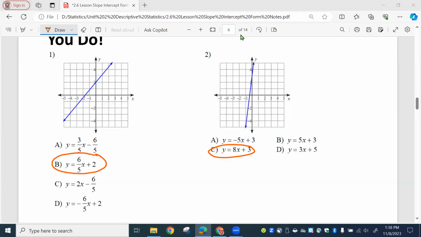So check your answers here. If you did get one or more of them wrong, that's totally fine. But please do ask for an explanation, and I will gladly talk to you about how to find the equation. If you got them both right or you got your questions answered, please move on to the practice.